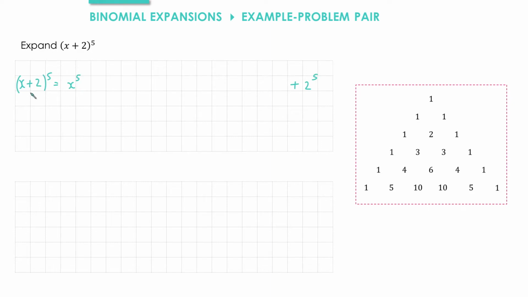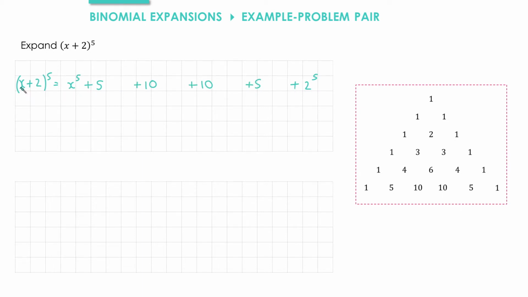In between, we're going to be using the binomial coefficients. We want the fifth row of Pascal's triangle, 0, 1, 2, 3, 4, 5. So the binomial coefficients we need are 1, 5, 10, 10, 5, 1. We've got the 1, so we want 5, 10, 10, 5, and we have 1 at the end already.